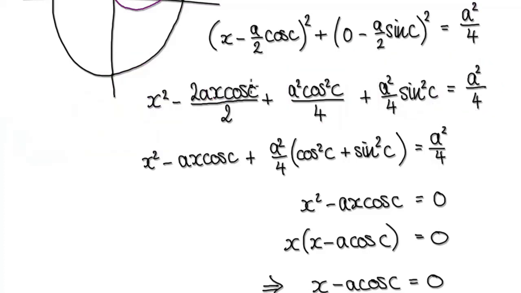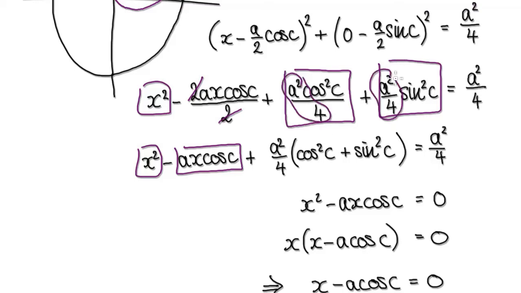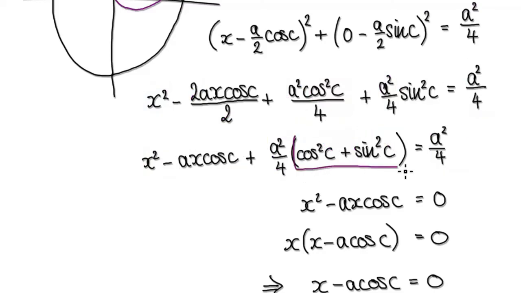So let me just illustrate it. Now tidy this up. This will cancel out with this, so that will then give you this thing here. This x squared stays the same, and if you look at this block and this block, you can factor out this thing here. That will then give you this, and then this stays the same, and cos squared plus sine squared equals 1. So this whole block here is the number 1.